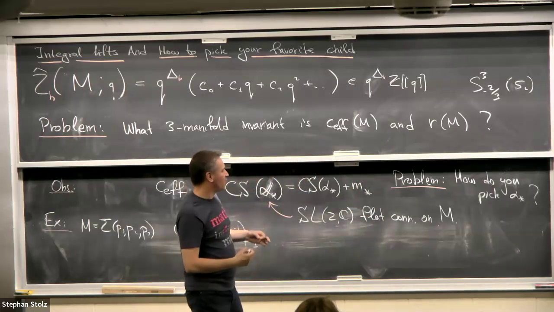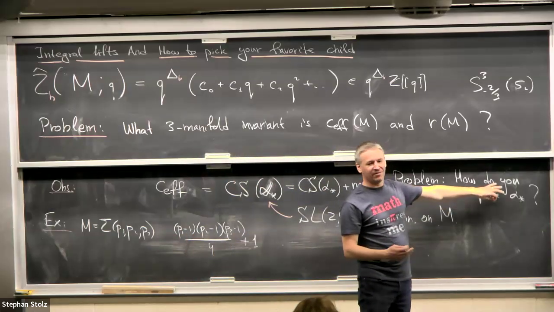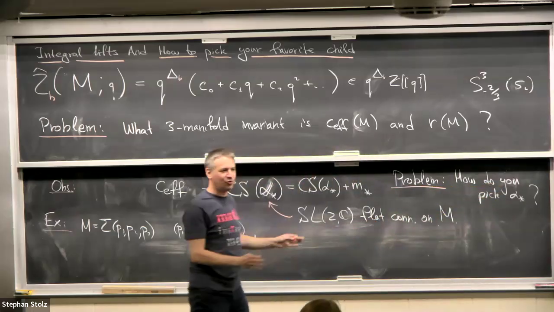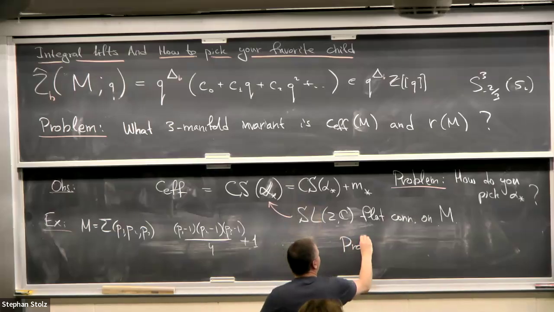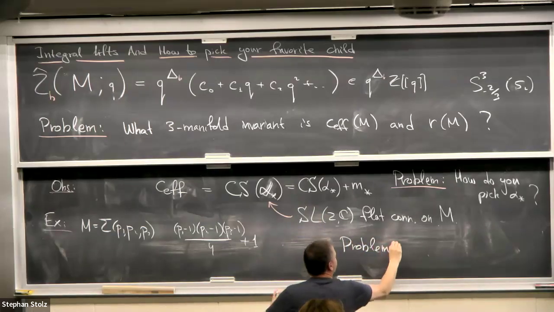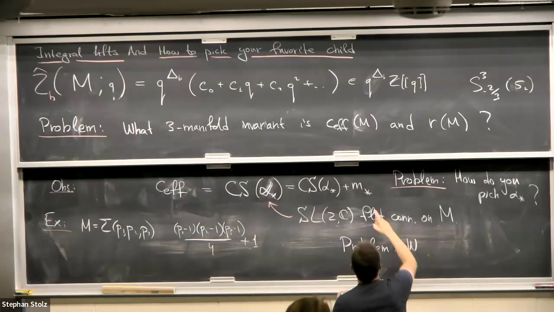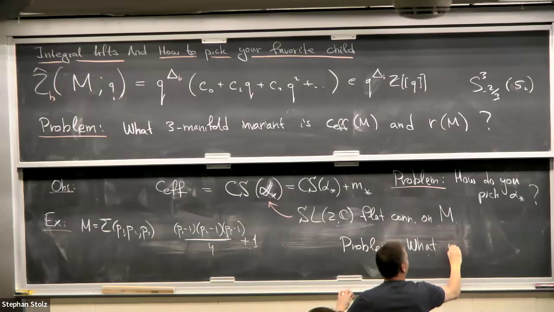So to me, actually, a more important problem is, or maybe equally important, so this is picking a favorite child. Again, I have no idea how to do it. As a gauge theorist, I see no gauge theoretic way to do it. But another equally hard problem is identifying what kind of three-manifold invariant this integer is. What is m star?